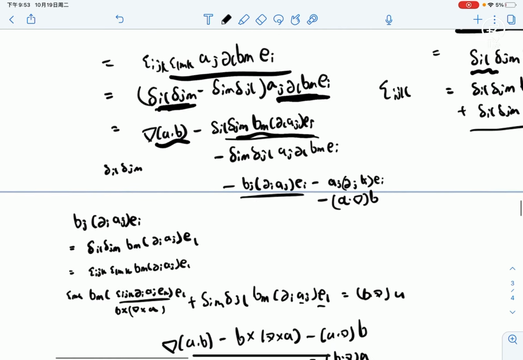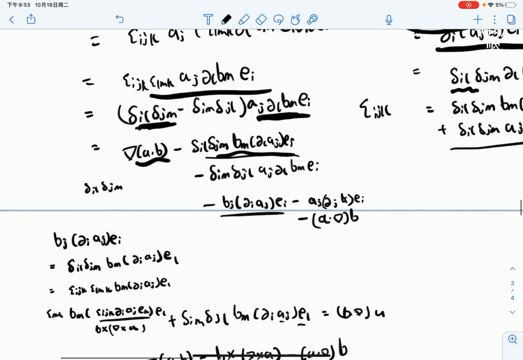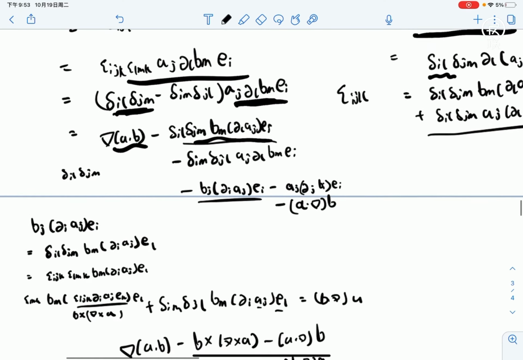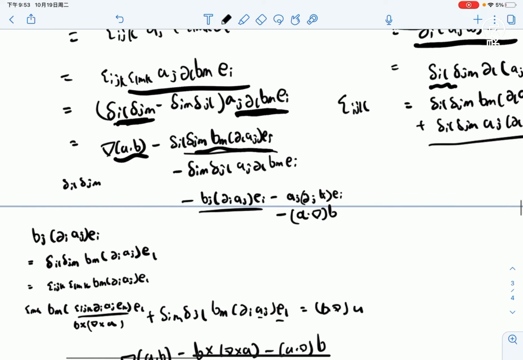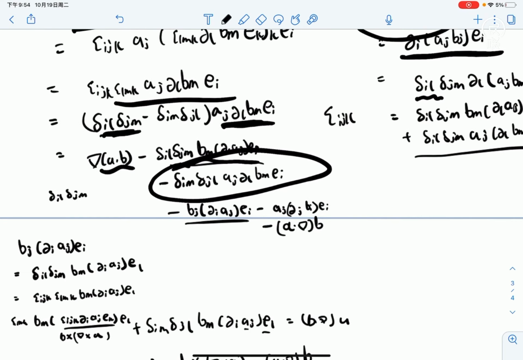Oh yeah, never mind, I see. So now we consider this part first. We expand out the form and we can see that it is equivalent to this.